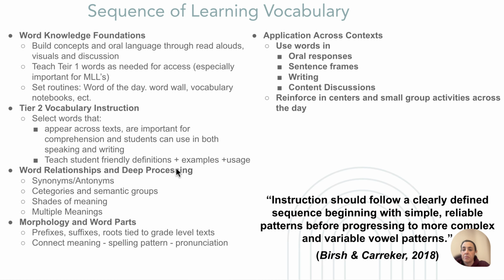Word relationships and deep processing, teaching things like synonyms and antonyms, categorizing, and semantic grouping, shades of meaning, and then multiple meaning words, making sure you're explicitly teaching each of those, but not introducing synonyms when you're still building the foundational knowledge, right? You use the same word, you teach that word, and then maybe you teach the synonyms of that word. But you start off as basic as possible, kind of the theme.